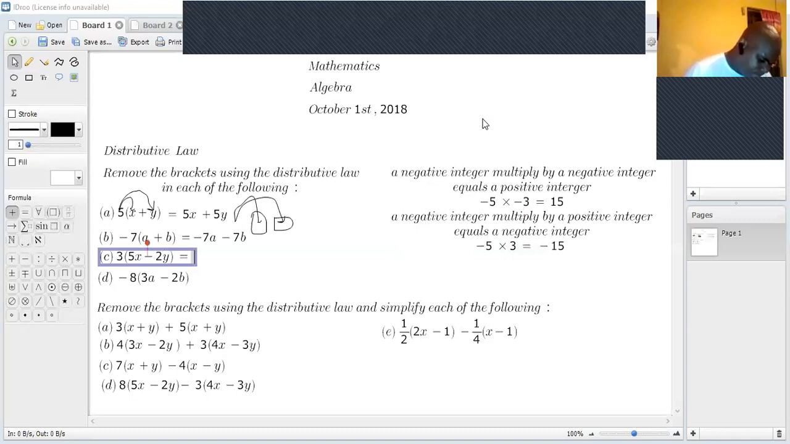Sir, yes, go ahead. Is it 15x minus 6y? That's correct. 15x. Oh, where am I typing? 15x minus 6y. Okay, that's correct.